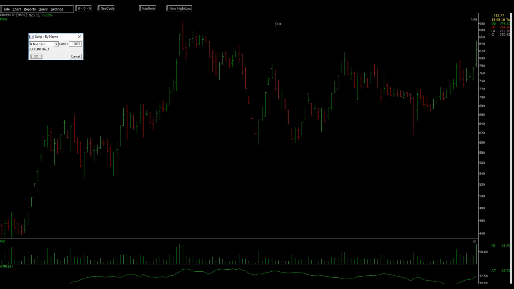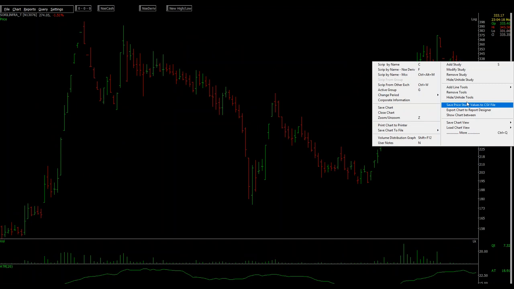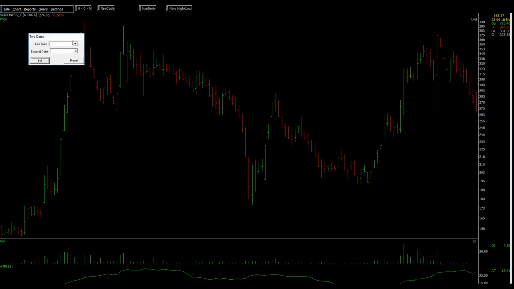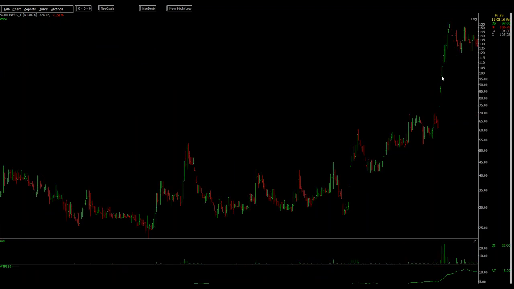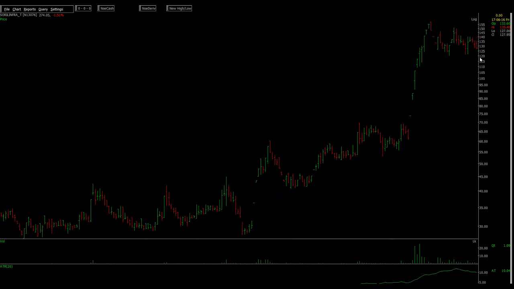This stock called Sorrel Infra. When I had traded it, it used to be known as Store One. Let me pull the stock. So this is how it looked when I was watching it back in 2016, 17th of June.